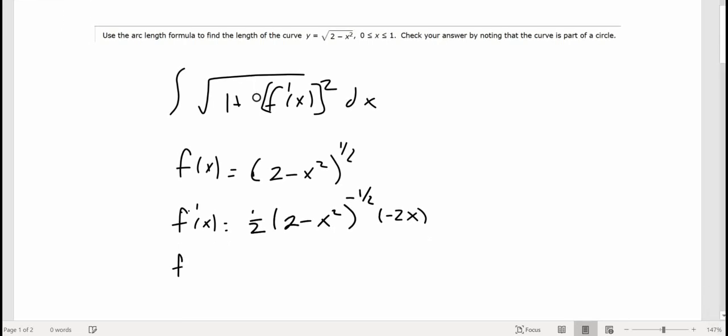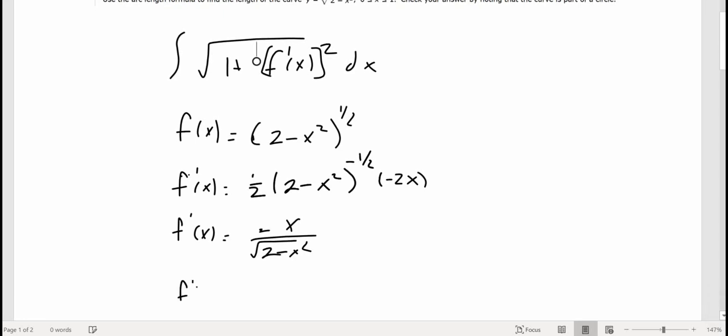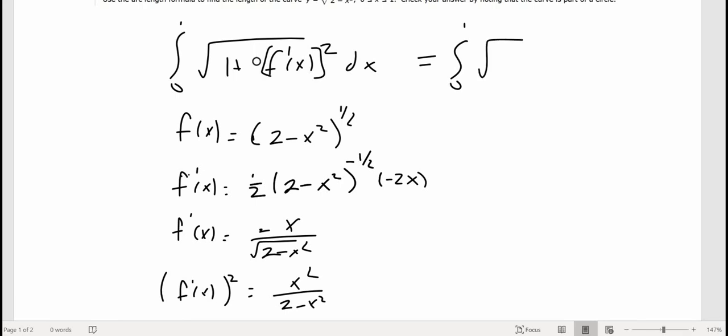So I'm going to simplify that a little bit, just kind of rewrite it. So that's going to be negative x over the square root of 2 minus x squared, right? Negative, yes. Okay, now if we square that, that's going to be x squared over 2 minus x squared. All right, so our interval goes from 0 to 1, so we have the integral from 0 to 1 of the square root of 1 plus x squared over 2 minus x squared dx.